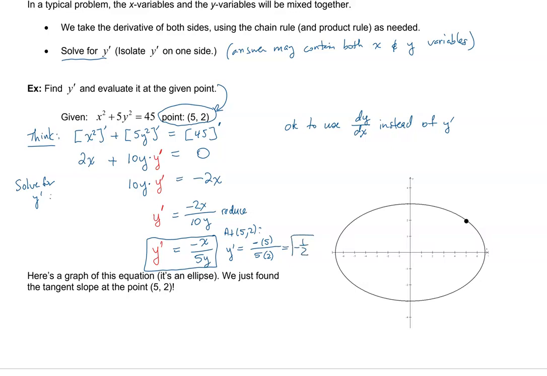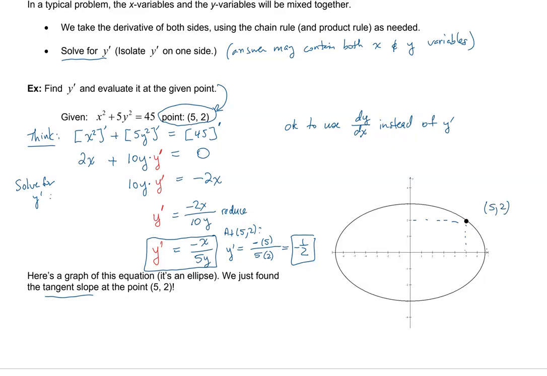So that would be the answer to the second part of the question. So y prime itself, and then evaluate it. Now what I have to the right here is a graph of this equation. It happens to be an ellipse. We just found the tangent slope at the point 5, comma 2. And right here, I've got marked on the ellipse, that is our point 5, comma 2.